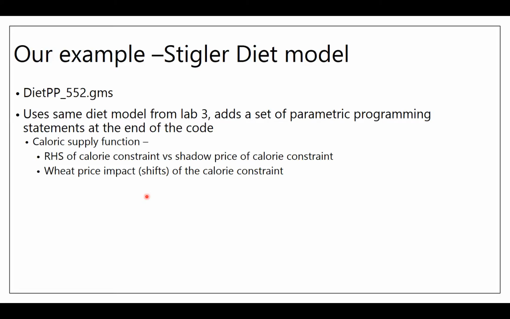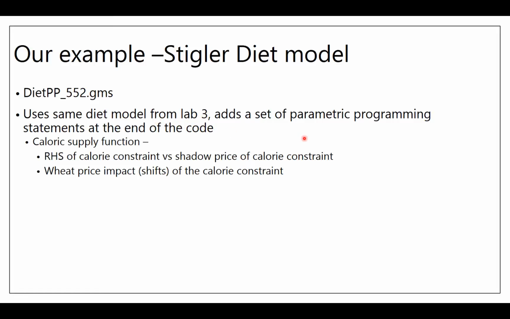Okay, so we have an example that you're going to look through. It's the Stigler Diet model. It's either Lab 2 or Lab 3. I think maybe it's Lab 3 actually. That's what I'm saying in the notes at least. And it's called Diet PP. So this is Diet Parametric Programming 552.gams. You have this file. It uses the same diet model from Lab 3, so you'll have to download the entire package and be sure it's all set up in the same folder. So go back to the Lab 3 instructions if you need to see that.